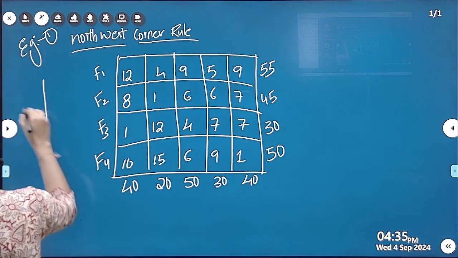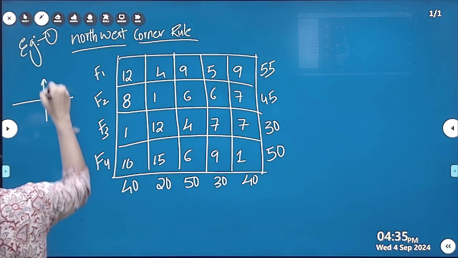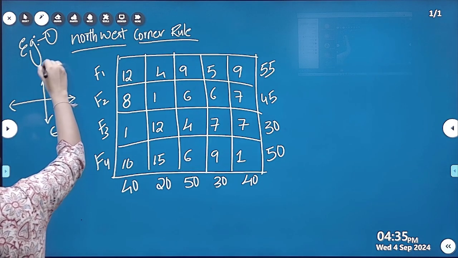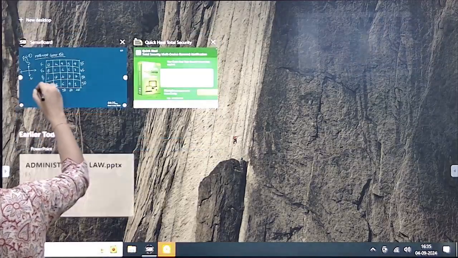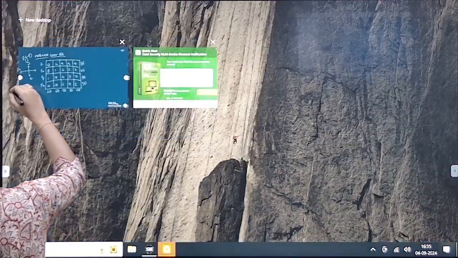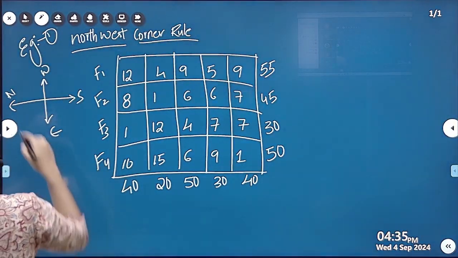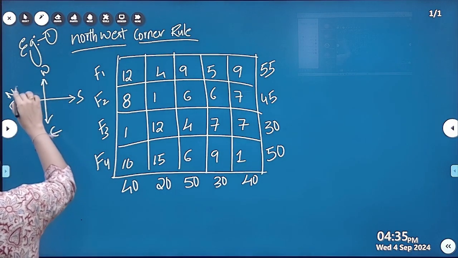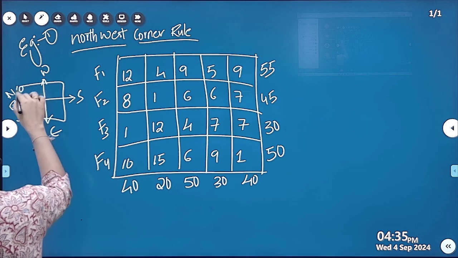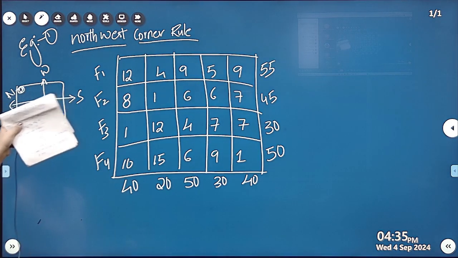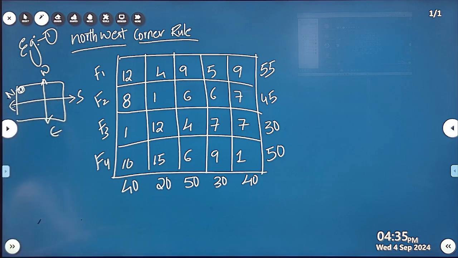If here the direction is like this, so this is east facing, right? So this is west and this is north, sorry, and this is south. So here the northwest corner rule means start from here. Reduction will be started from here where the west corner and the north corner is meeting. So this is northwest corner rule.